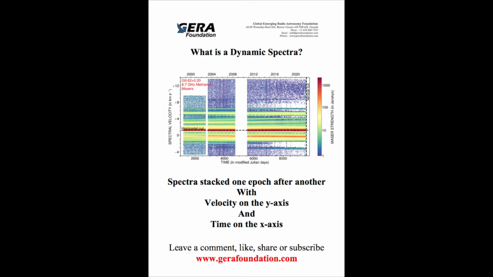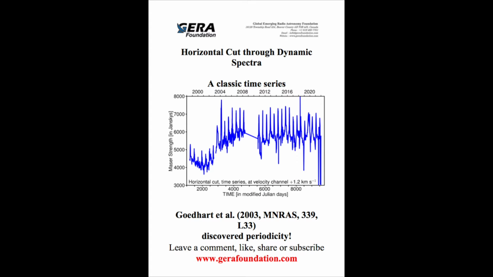If you take a horizontal cut through this dynamic spectra, you get what most astronomers call a light curve or a time series. And here's an example of what Sharmila must have looked at, the brightest feature in G9.62. The periodicity is obvious now, and it must have been amazing when Sharmila first saw this.